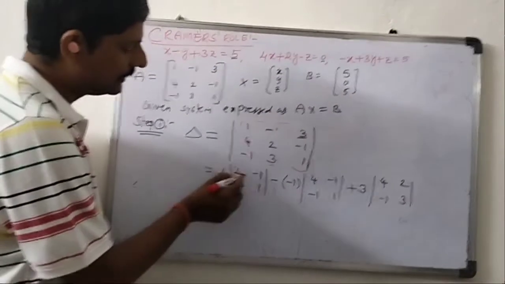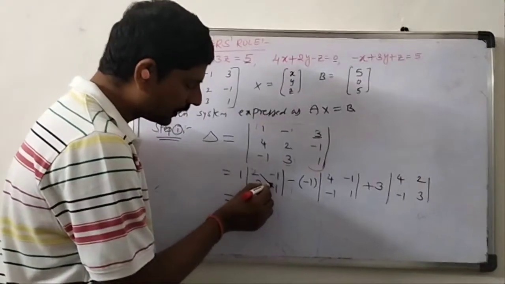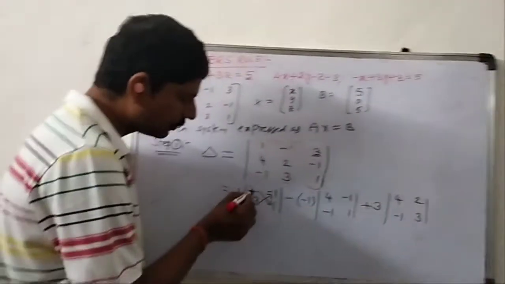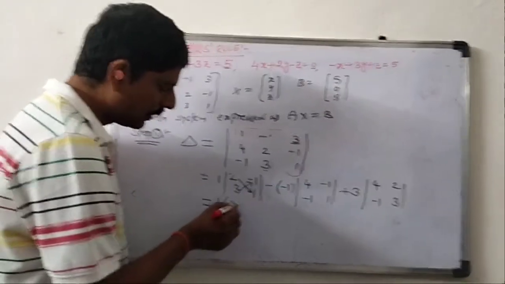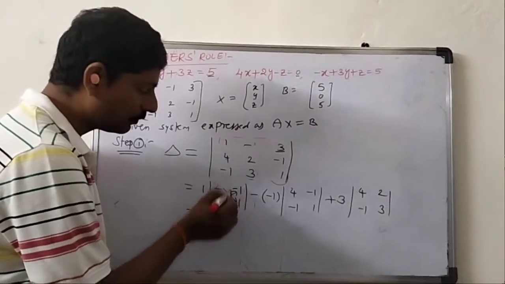This is the 2 by 2 matrix. The formula for a 2 by 2 matrix is cross multiplication. We have to multiply this side to this side and this side to this side. So 2 into 1 is 2, minus of 3 into minus 1.